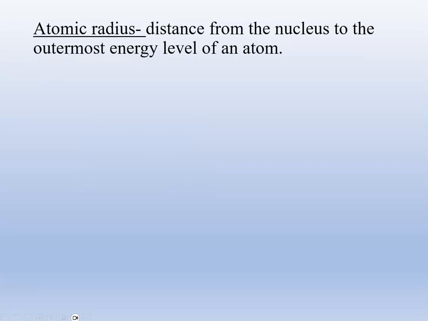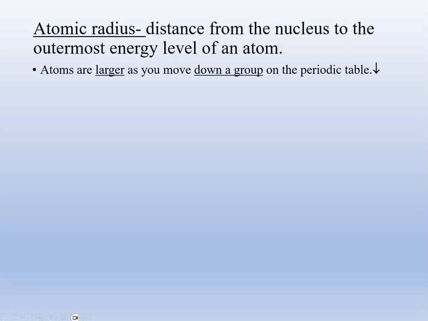So if you think of a radius as a circle, the distance from the center to the outside, the atomic radius of an atom basically is the size of the atom from the nucleus all the way out to the outermost energy level. That is the definition of atomic radius, distance from the nucleus to the outermost energy level. And we see a pattern.